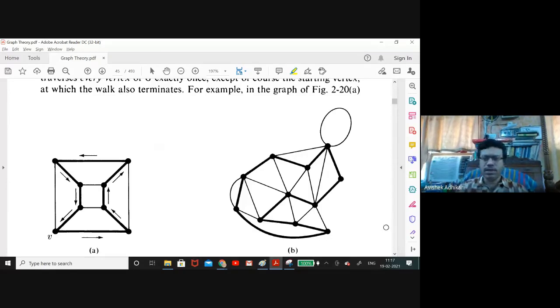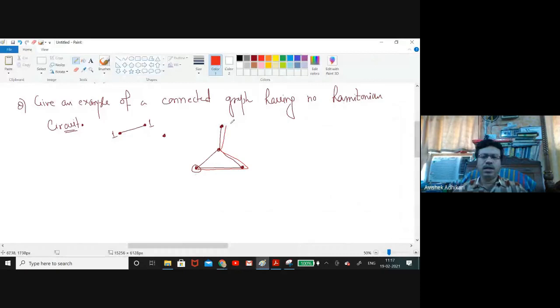So the question that I just asked here was, will all connected graphs have this Hamiltonian circuit? The answer is of course no. For example, if you have this kind of graph, suppose you started from here, then if you go here, here, and here, you will not have any edge to come back here without repeating the vertices. That's why it will not have a Hamiltonian circuit.